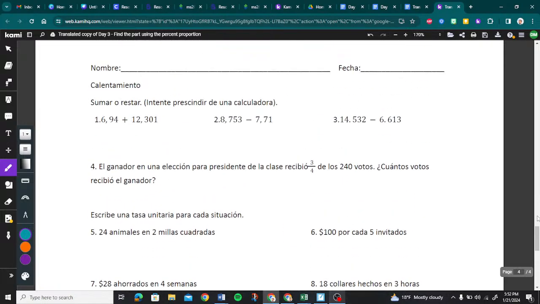I should do this with you as well. This was our warm-up, and all we're doing here is just adding and subtracting and doing some basic math skills checkup.